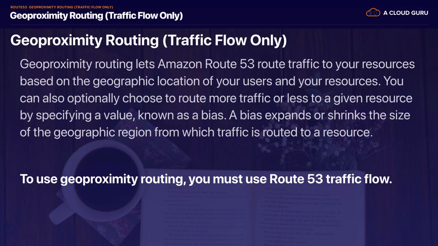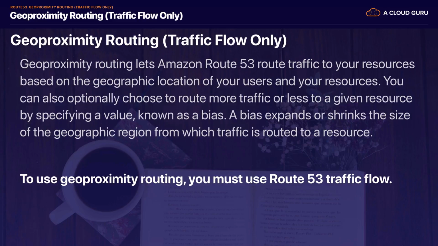So in terms of my exam tips, just remember what it is at a very high level. It allows you to route traffic to your resources based on the geographical location of your users as well as your resources, and you can influence this using biases, but in order to use this, you must use Route 53 traffic flow. So that is it for this lecture, everyone.